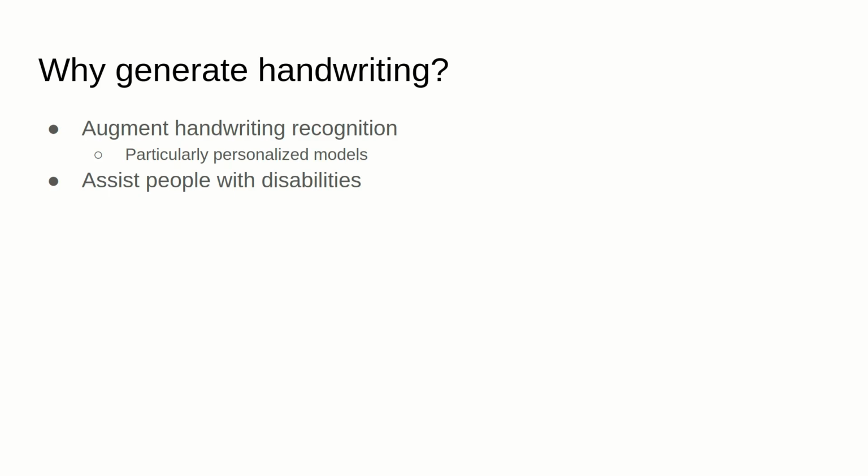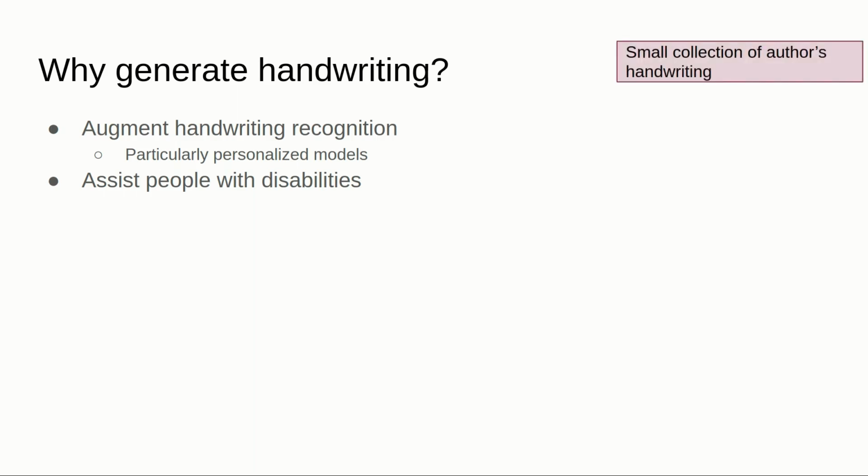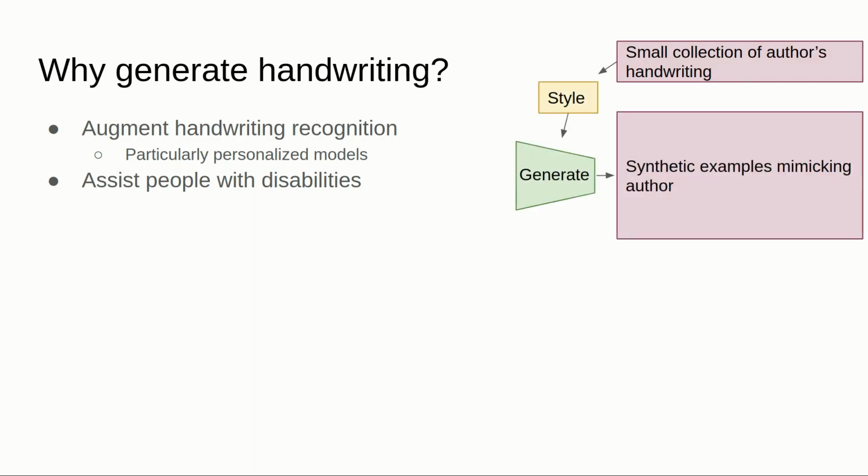Generated handwriting images can augment datasets used to train handwriting recognition. Of particular interest would be the ability to create author-specific recognition models by starting with a small collection of an author's handwriting, extracting the style information from it, generating a dataset mimicking the author, and using that dataset to train a recognition model specific for that author's style, leading to improved accuracy.